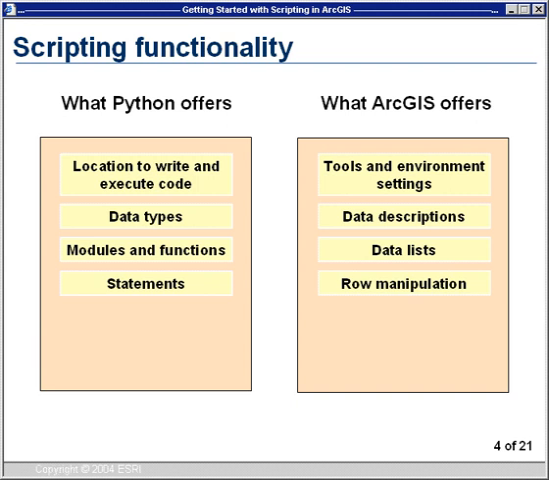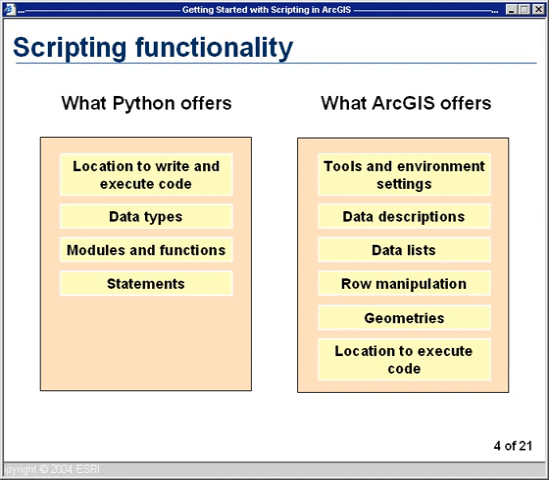ArcGIS also offers the ability to manipulate rows in a table or feature class. The fifth thing that ArcGIS offers is the ability to work with geometries. For example, create new point or line features. And the final thing that ArcGIS offers is an execution environment, an interface to run your script from.